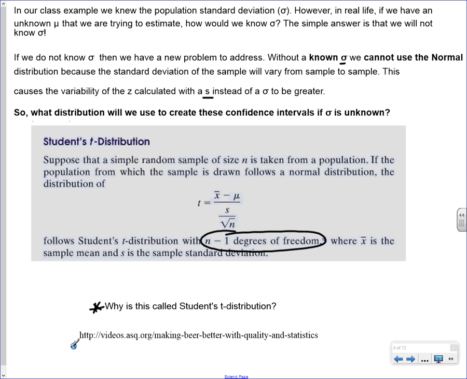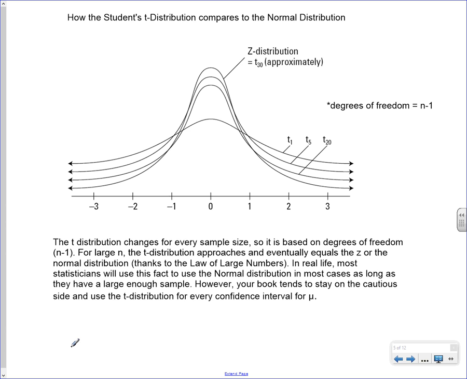So it did come from a real life situation, and it's still used today when you're doing quality control for very small sample sizes. Now, the thing about the t-distribution is, as our sample size gets bigger, the t-distribution starts to look like the normal distribution. So some people just ignore the t-distribution and will go straight to the normal as long as they have a large enough sample size. However, your book is more cautious and always uses the t-distribution for sample means. Okay, so if we're dealing with x bar and mu, we're going to use the t-distribution. For proportions, we'll use the normal.